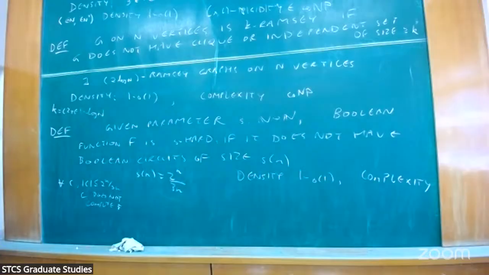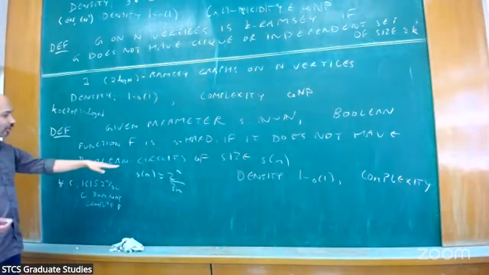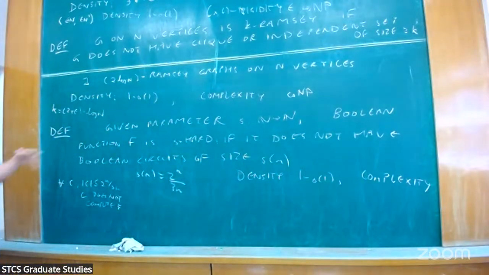And the last three are all dense, right? So in this case too, as the circuit size parameter goes down, that little o(1) gets really, really small. So it's a very dense property.